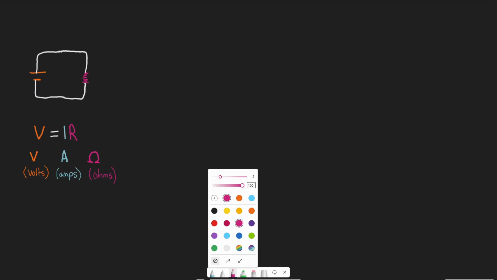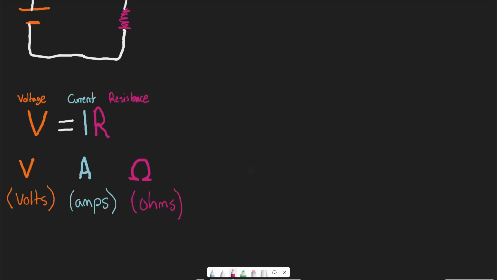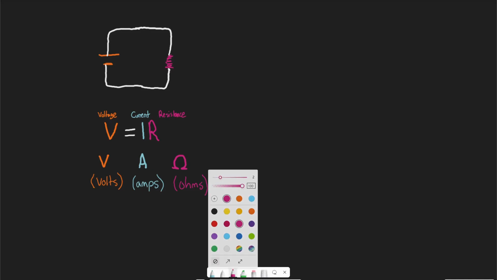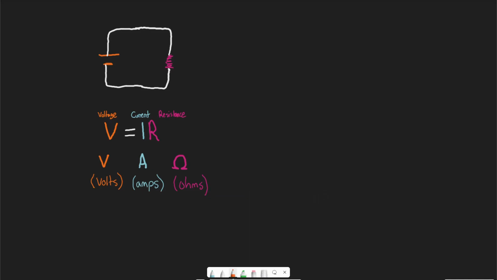Let me go ahead and write the concepts above. Let me give you a very easy example. Let's say that the battery we're dealing with is a 12-volt battery in this circuit. So let's say this is 12 volts. And then let's say our resistor is 3 ohms.